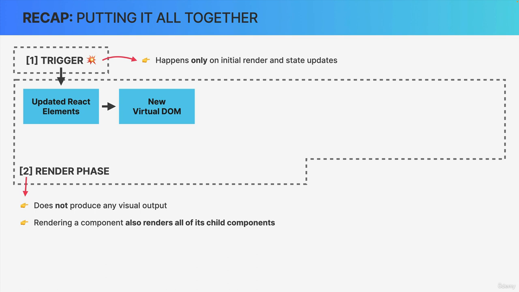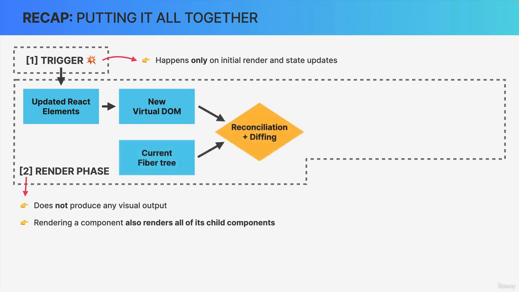Now, next up, this new virtual DOM needs to be reconciled with the current fiber tree, so with the representation of the element tree before the state update. This is necessary because it would be slow and inefficient to destroy and rebuild the entire DOM tree each time that something on the screen must be updated. Instead, reconciliation tries to reuse as much of the DOM as possible by finding the smallest number of DOM updates that reflect the latest state update on the screen.